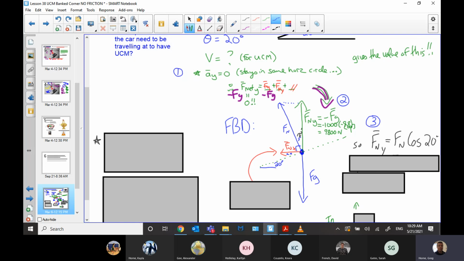So that's why I'm saying here that the y component is equal to Fn cos 20, right? We got the normal force, we got the component of it vertically, so we're looking at being adjacent to that 20 degrees, right?